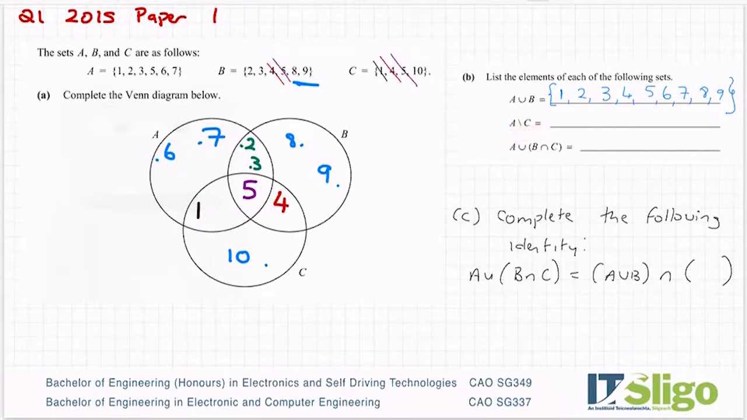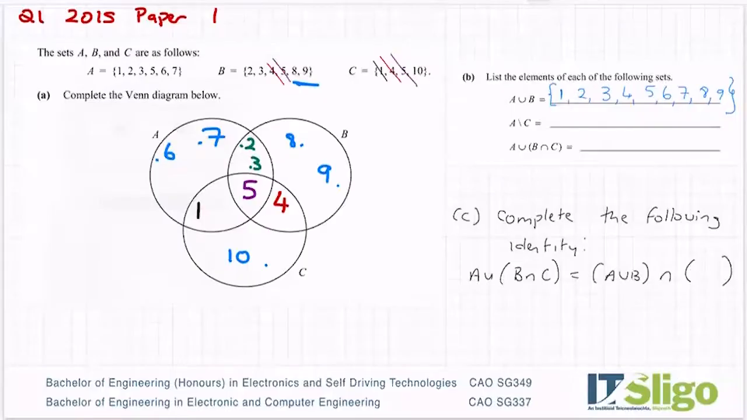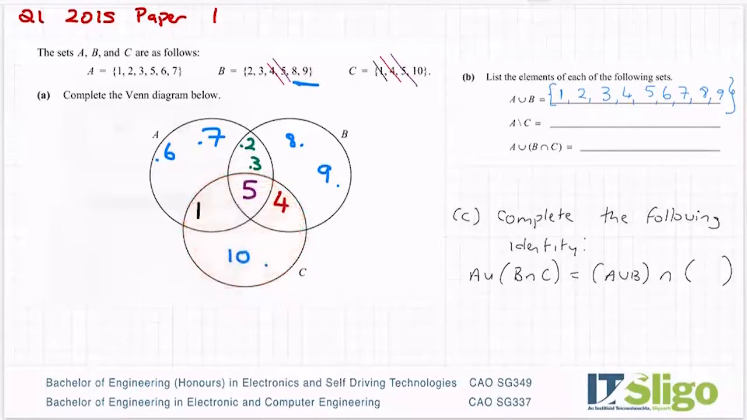A slash C. What does that mean? Well, A difference or less. So A less C or A not C. What I do with my hand, imagine me covering my hand all over C. So that's covered now with the palm of my hand here on my screen, because it's not C. So what is left in A then? Can you see it's 2, 3, 6, and 7.